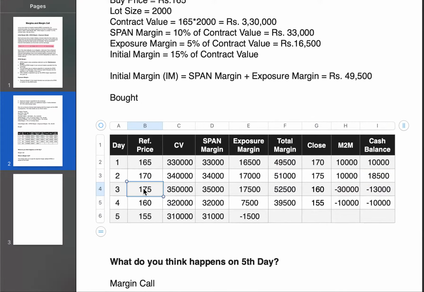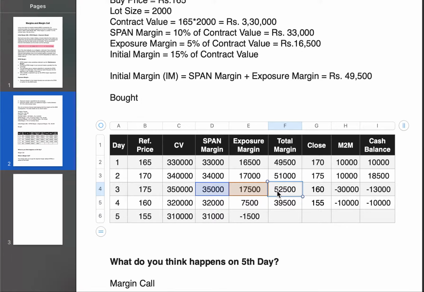Now I'll consider a new reference price. The reference price is 175 because I've already accounted M to M for day two, where the market price changed from 170 to 175. So now 175 is my new reference. The contract value is now 3.5 lakh rupees. Similarly, my SPAN margin and exposure margin both have increased. As a result, my total margin has increased by 1500.